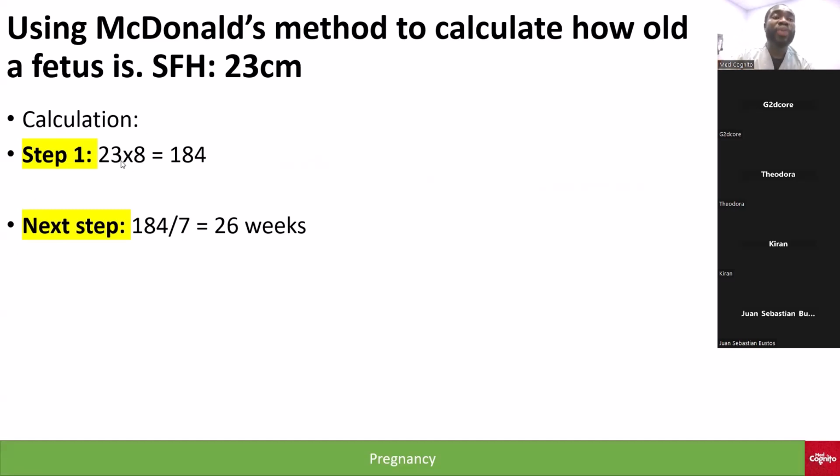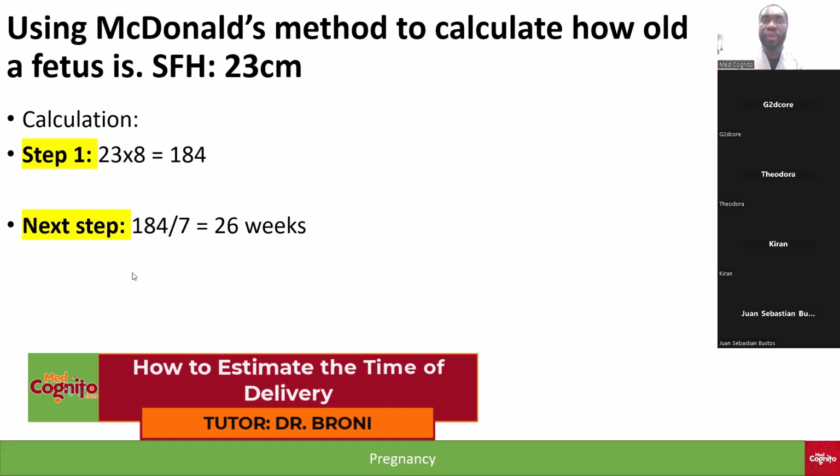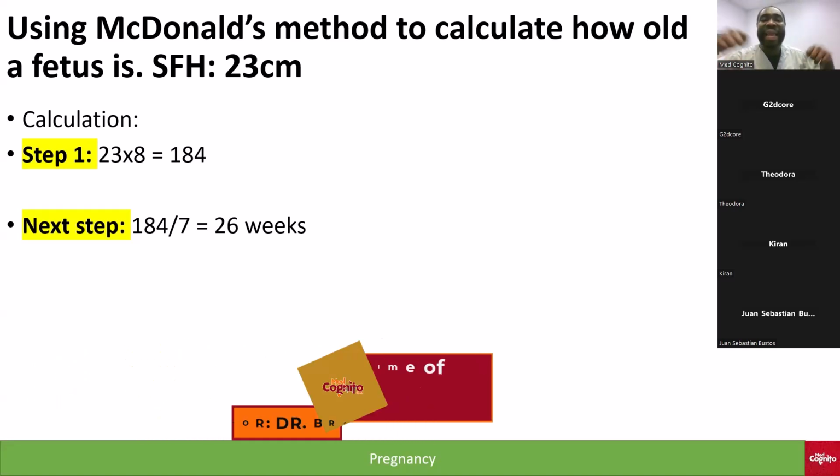So step 1 is 23 times 8, and that will give me 184. And then the next step will be 184 divided by 7. So that will give me 26 weeks. So using the McDonald's method, I first multiply the measurement I get by 8, and then I divide it by 7.